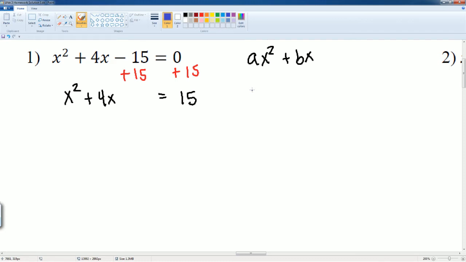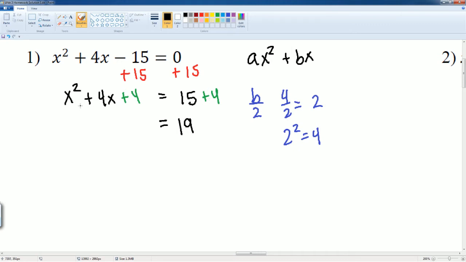Okay, we want to get the b and we want to cut it in half. So this is 4 divided by 2, which gets us that number 2. Now we want to square it, so 2 squared is equal to 4. 4 is what we're adding to both sides. This now allows us to simplify. 15 plus 4 is 19.